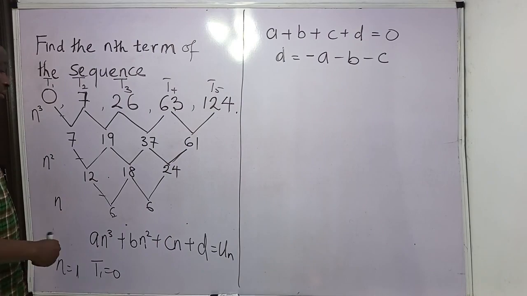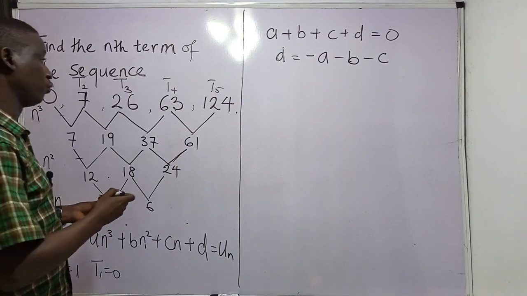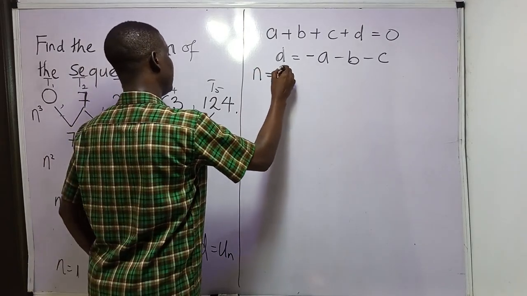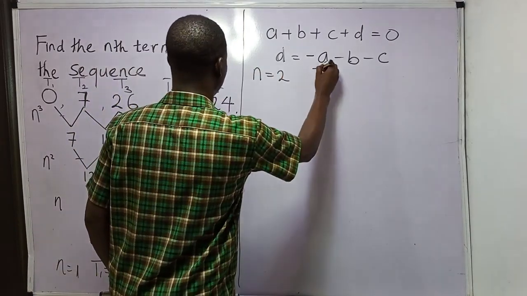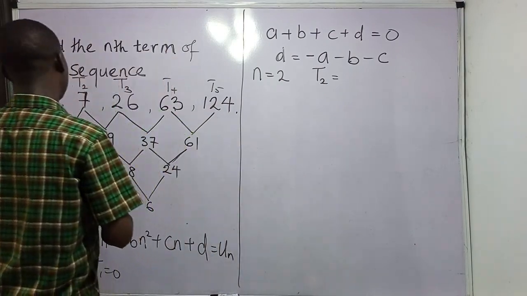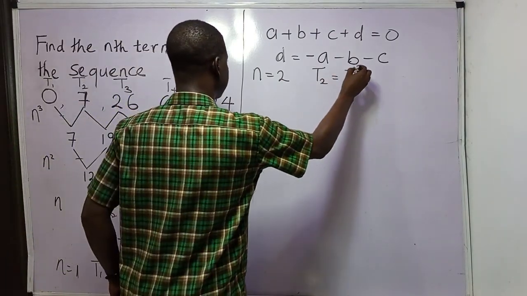Now, let's go to when n equals 2. When n equals 2, what is our T2? Second term. Our second term is 7.